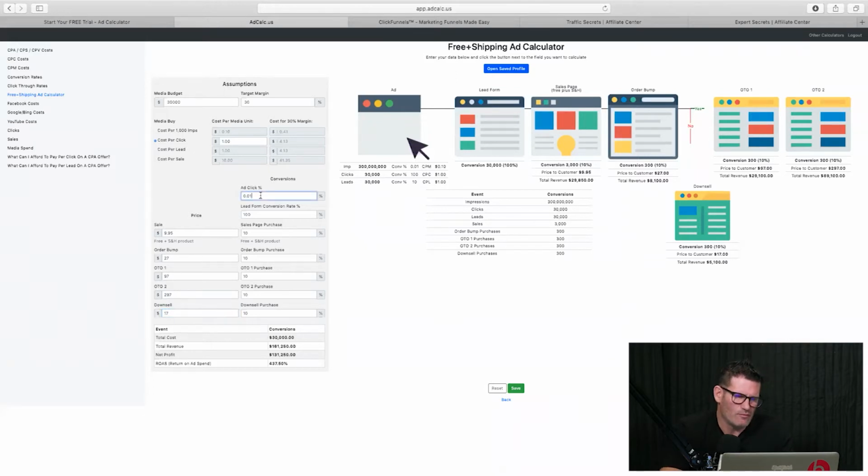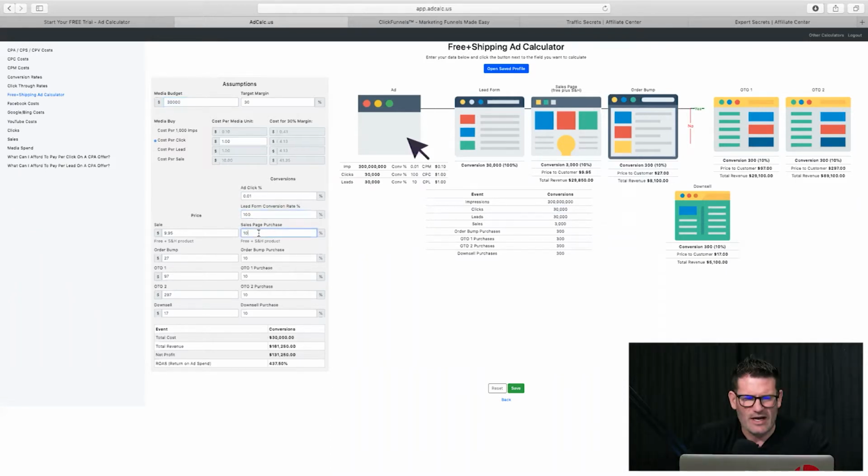Now, let's put 1% click rate. Doesn't really matter right now. But because we're not driving traffic to a lead magnet before the sales page, I'm putting a conversion rate of 100%, which means everybody's going to get to this sales page. So on $30,000 of spend, if I'm paying $1 per click, I should get 30,000 clicks landing on my sales page. Here's the 30,000 clicks, automatically calculated based on this.